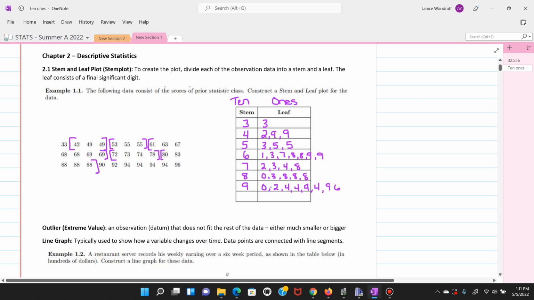Oh, sorry, I wrote the whole thing out. Just the 6, not the 96. That's it. That is your stem and leaf plot.